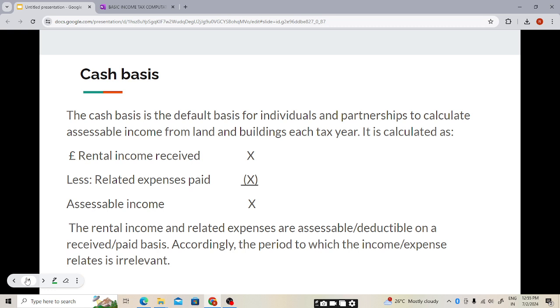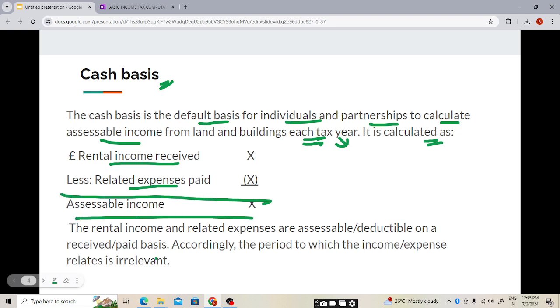The cash basis is the default basis for individuals and partnerships to calculate assessable income from land and building each tax year. Each tax year you need to calculate the property income under the cash basis. It is calculated as rental income received, that is the amount you receive, less related expenses paid, which gives you the assessable income. So rental income received is whatever cash you received in the tax year, that is 6th April 2023 to 5th April 2024.